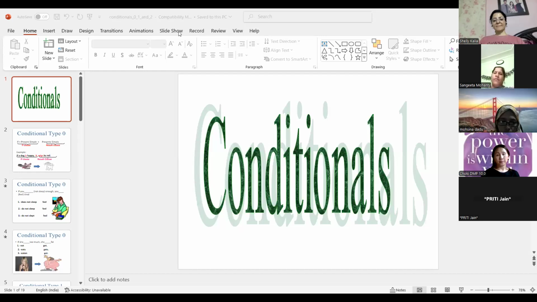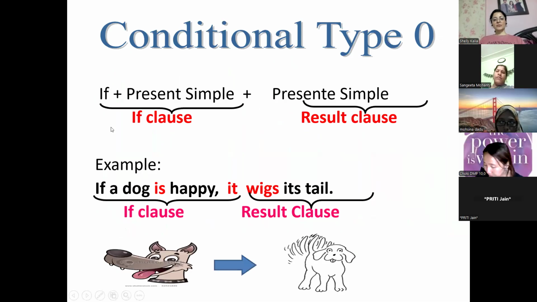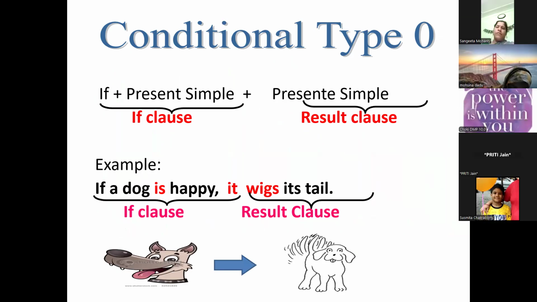Let's start from the very beginning, and then we will play one quiz. Type 0 conditional sentences we have to use whenever we talk about general facts. And why do we need conditional sentences? To make our English more impressive. To speak in a more impressive way, we have to use conditional sentences in our day-to-day life.